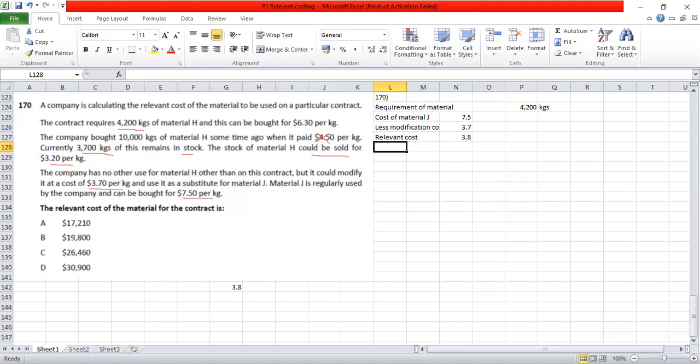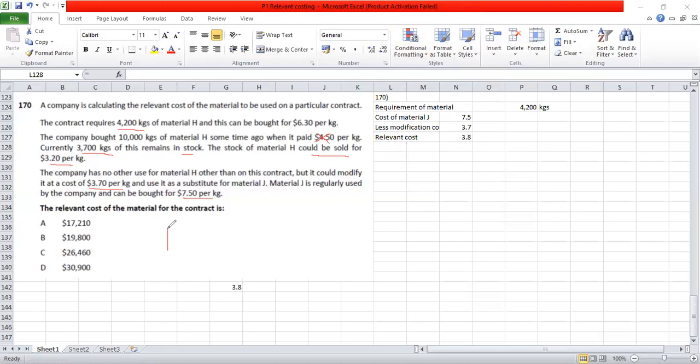Ma'am, they've given no information about the requirement of material J for this contract. What is it? I didn't understand your point. We are only, the question is what is the relevant cost of the material for the contract? And it just says that the contract needs material H. So why have they given it? It doesn't say.